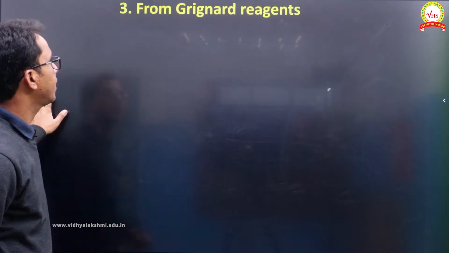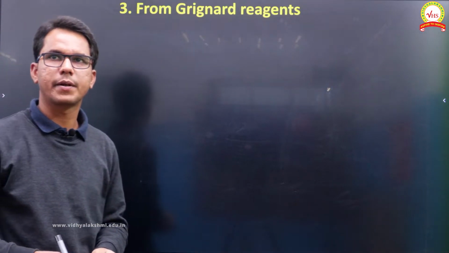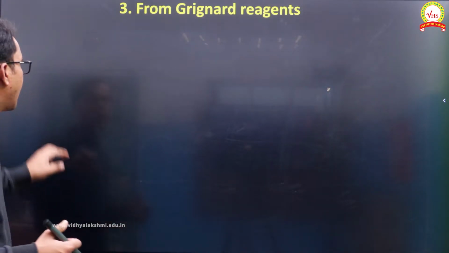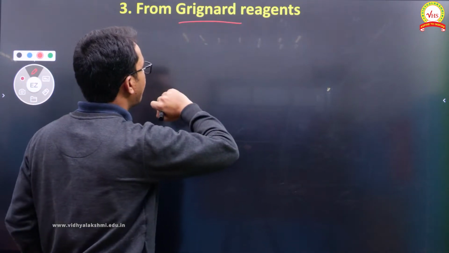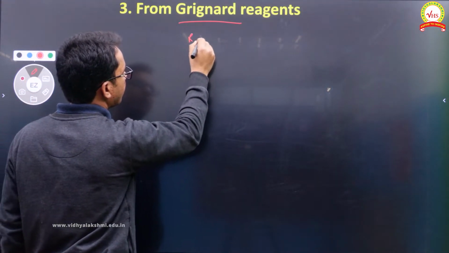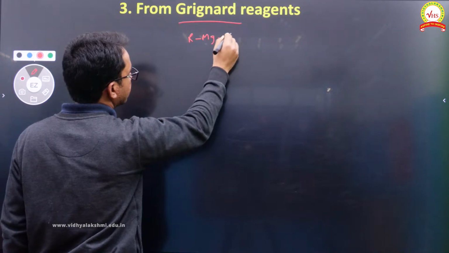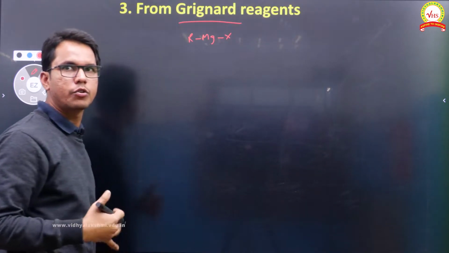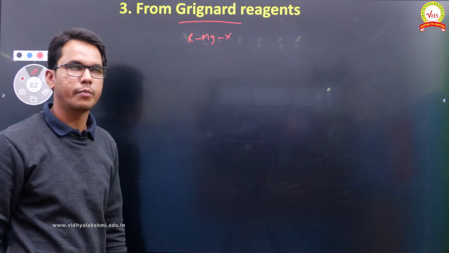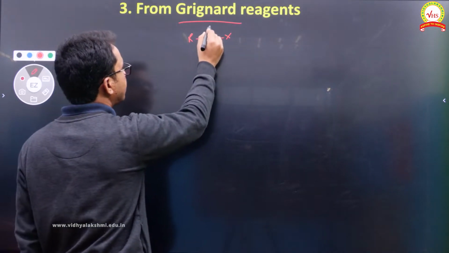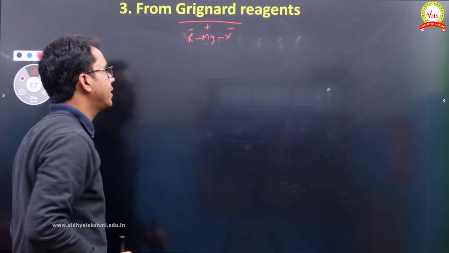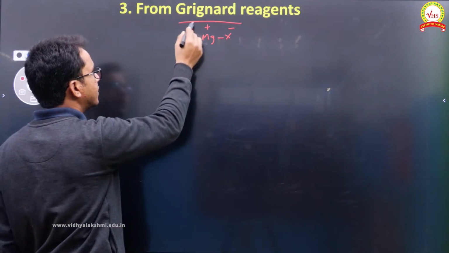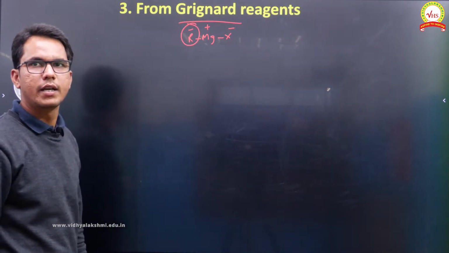Let us see how we can use the Grignard reagent for the preparation of alcohols. What is meant by Grignard reagent? The general formula of a Grignard reagent is RMgX. Since the alkyl group is connected to a metal, and metals are highly electropositive in nature, the alkyl group connected to the magnesium becomes a nucleophile, negatively charged.